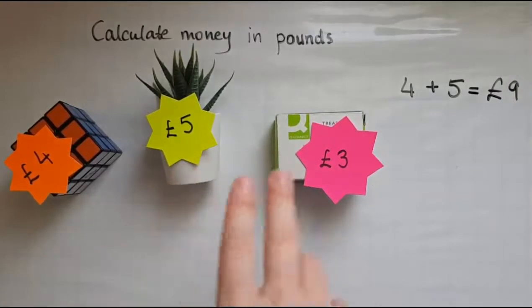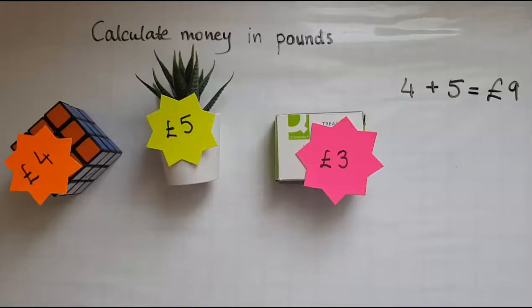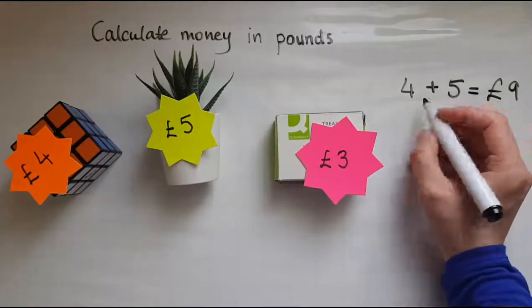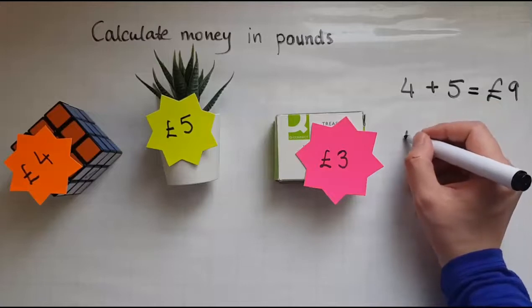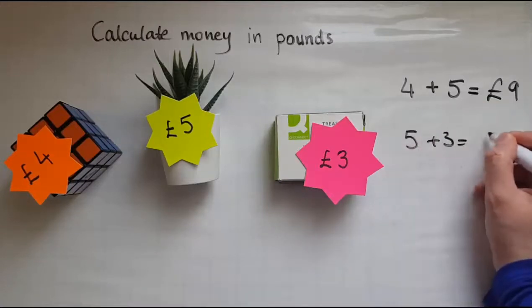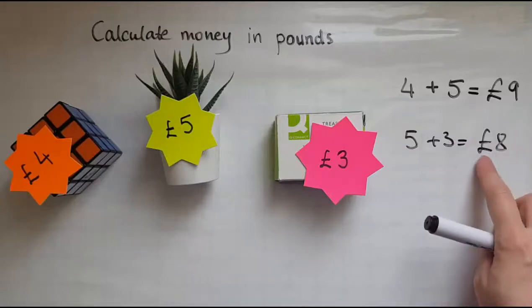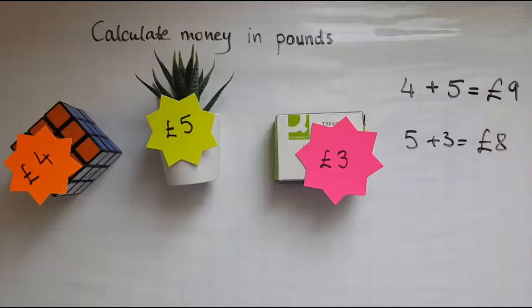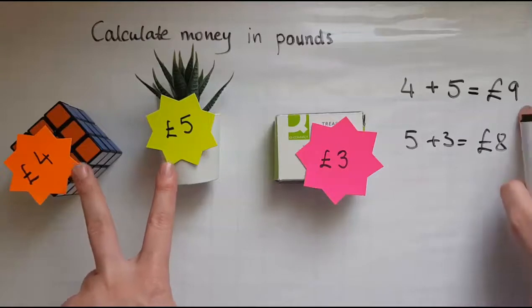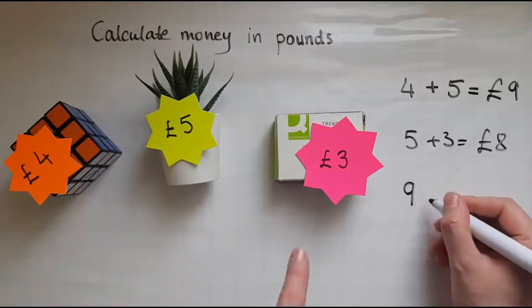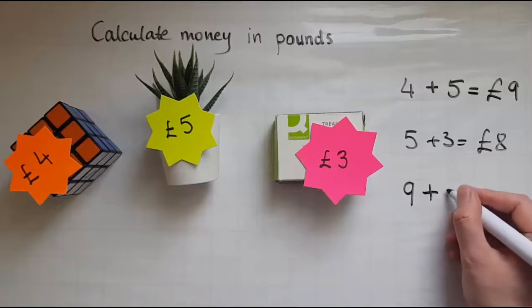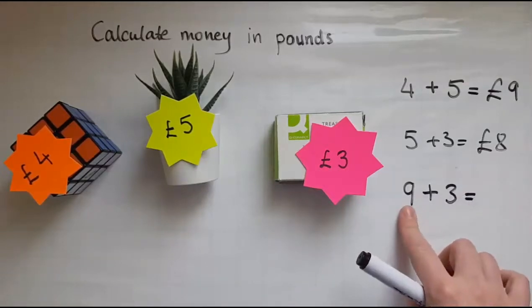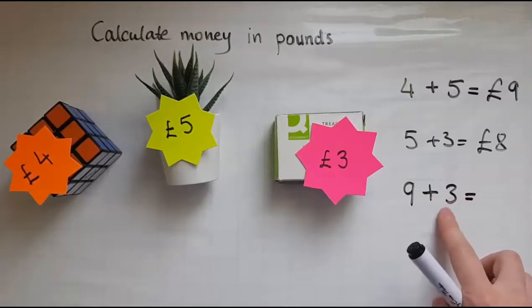If I get a treasury tag box as well as the pot of flowers, that would cost 5, and the 3 gives me £8. Notice how I put the pound sign in front to mean pounds. So pence come at the end, whereas pounds come at the front. Now I'll find out how much they cost altogether. So I looked at these two, they were £9, and the box 3. So 9 add 1 makes 10, and another 2 makes 12.